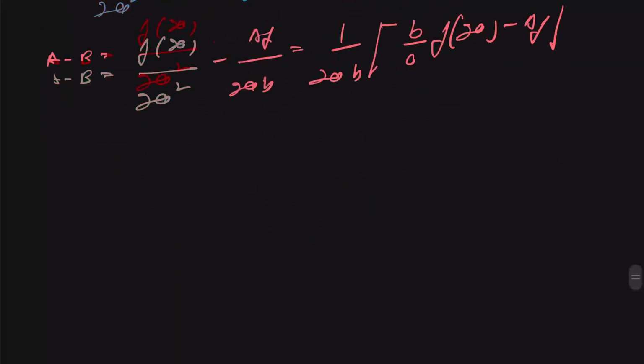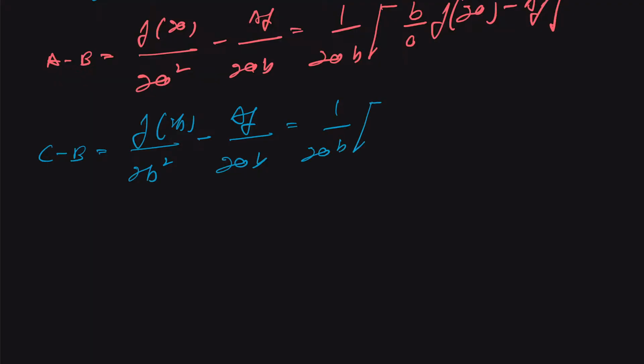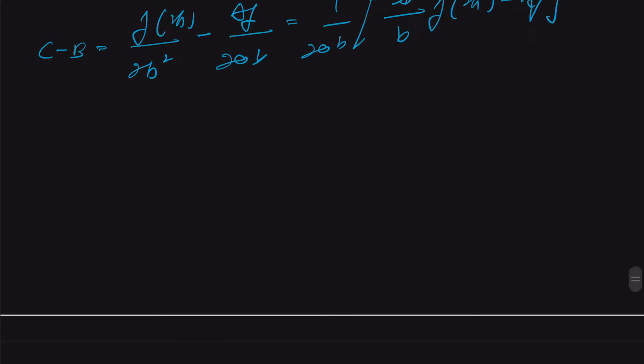Then we need c minus b. So we get this our c minus b will be equal to function of our 2b square minus delta of f 2ab. Once again, 1 upon 2ab as common, so this comes as our a upon b, function of our 2b minus delta of f.